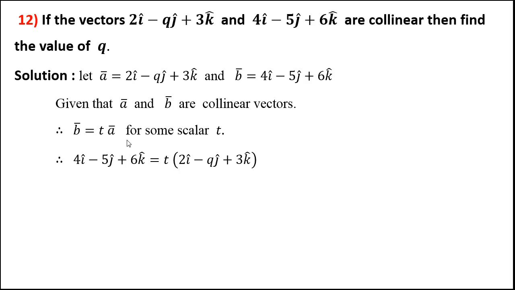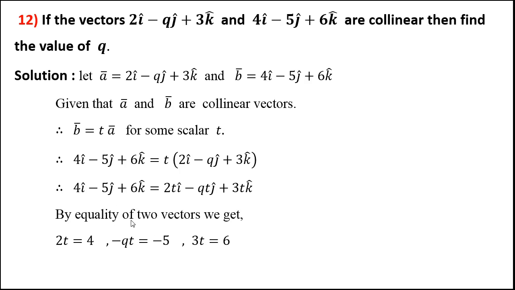I put value of b bar, value of a bar, simplify, and now equate the coefficients. Two vectors are equal if their components are equal. That means this 2t, which is coefficient of i, must be equal to 4, which is coefficient of i in the left side. Coefficient of j in the right side is minus qt, and this minus qt must be equal to minus 5, and 3t must be equal to 6. So this gives me t is equal to 2. This also gives me t is equal to 2.